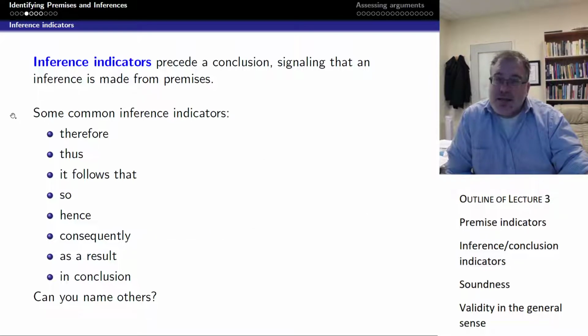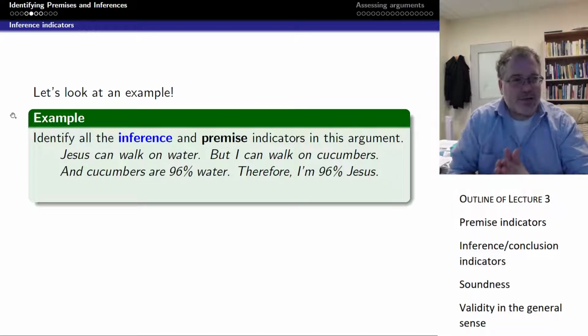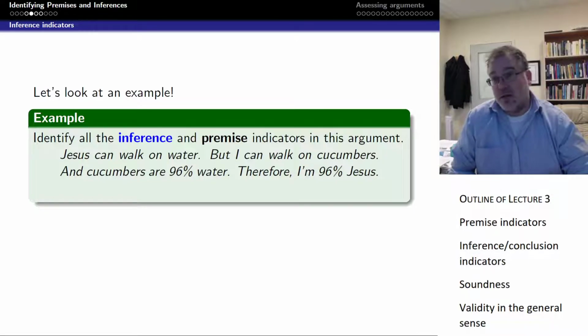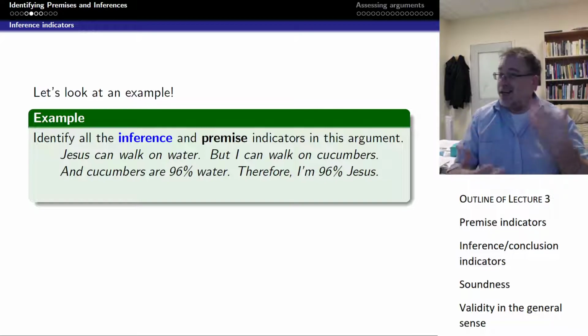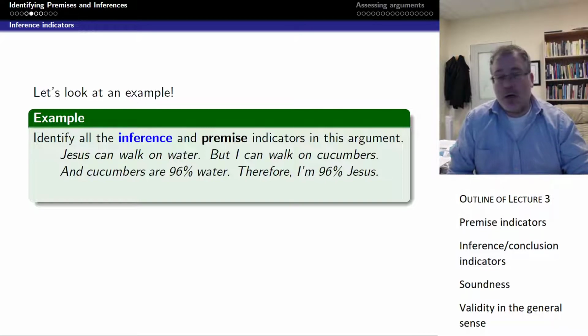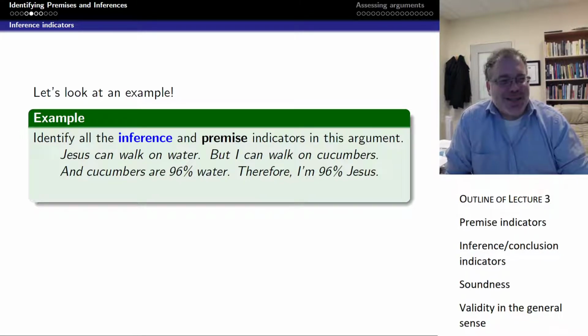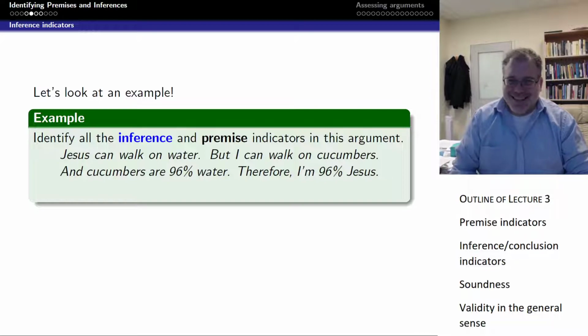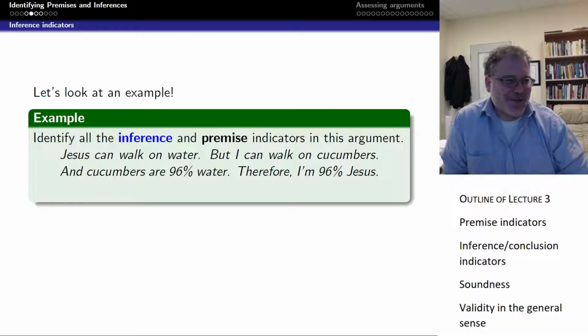Let's have a look at how it works within the context of a few examples. We're going to read an argument, and we're going to try to identify all the inference and premise indicators that we can. Also, we're going to try to identify the main conclusion, or, if there is one or more, subconclusions. Here's a slightly silly example that we're going to start with. Jesus can walk on water, but I can walk on cucumbers, and cucumbers are 96% water. Therefore, I'm 96% Jesus. Solid mathematics right there, I presume.